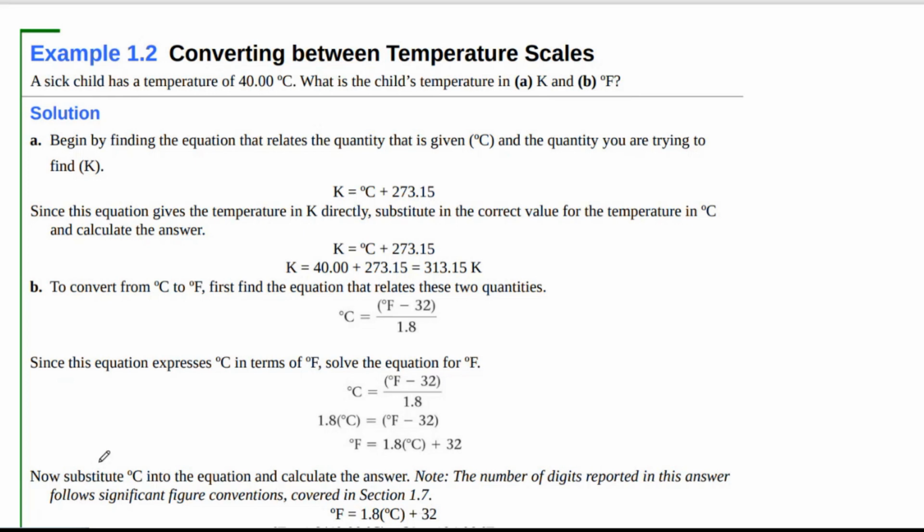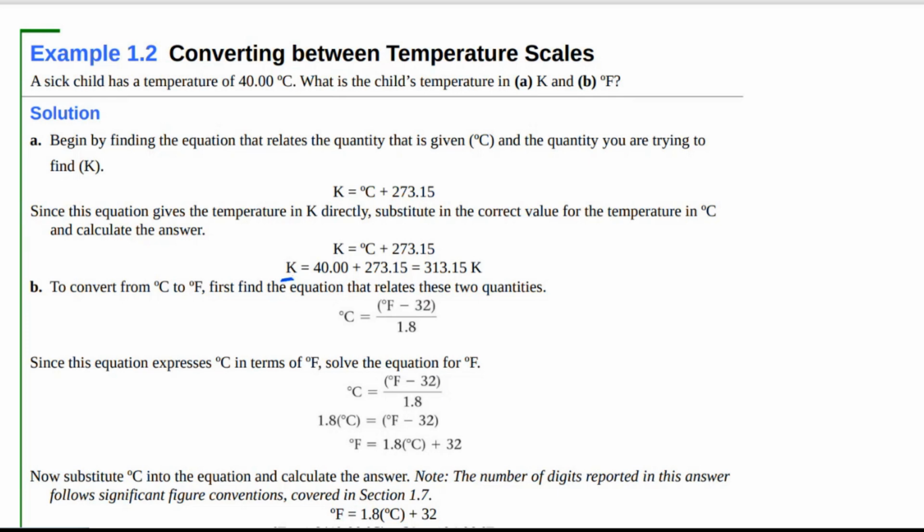A sick child has a temperature of 40 degrees C. What is the child's temperature A in Kelvin and B in Fahrenheit? Okay, so Kelvin is degrees C plus 273.15. Okay, so we just plug the numbers in.